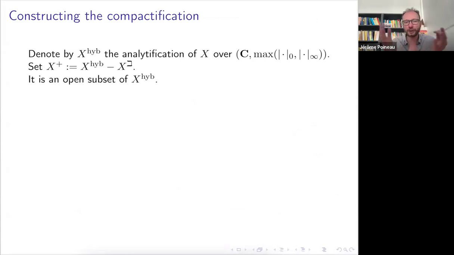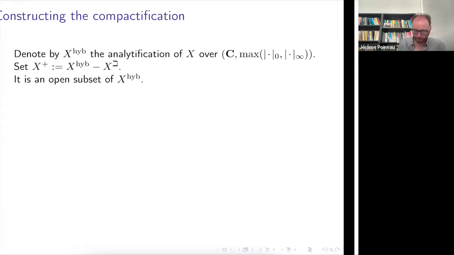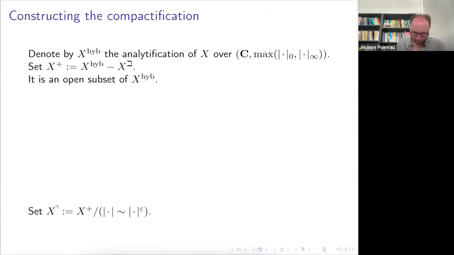So you start with the hybrid analytification of C, meaning that you start with X over the Banach ring C with this hybrid norm, and you look at the analytification. So it's the picture I had before, you remember, like all the complex spaces degenerating onto some non-Archimedean space. And then you start with this X hybrid, and you remove from that the X bet part in the fiber. So it would be something like this.